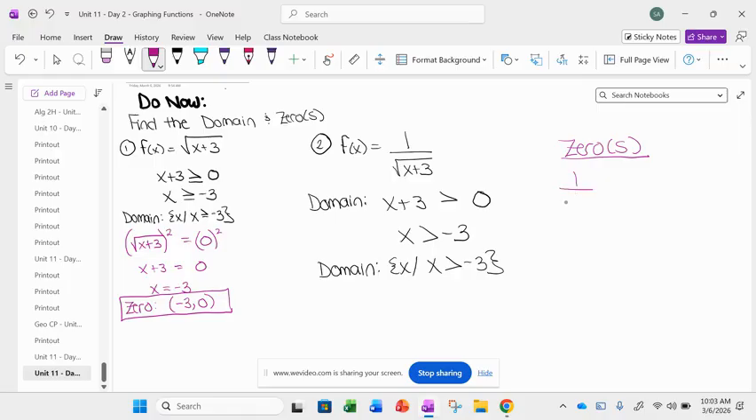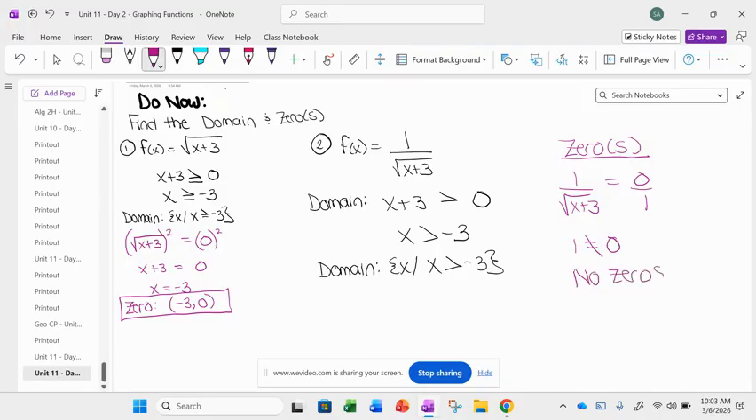I take my function, 1 over x plus the square root of x plus 3, set it equal to 0. Now we cross multiply. 1 times 1 is 1. 0 times anything is 0. Is there anything to solve for? No, this is not a true statement. So guess what? There are no zeros.